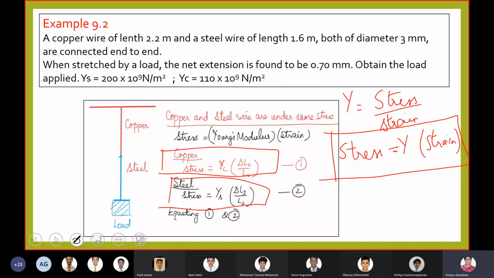So both the stresses are going to be the same. Now you have the right hand side, then you have to equate equation 1 and 2 because the stress applied to copper and steel are the same. So the left hand side of equations 1 and 2 are the same. Equate the right hand side and get Yc in terms of Ys. Are you clear, boys? Let us see what you are going to get.